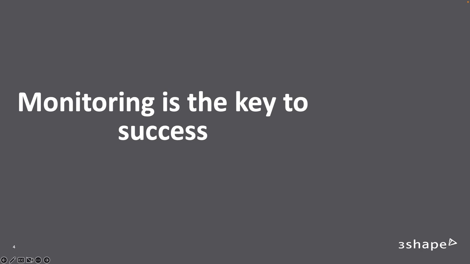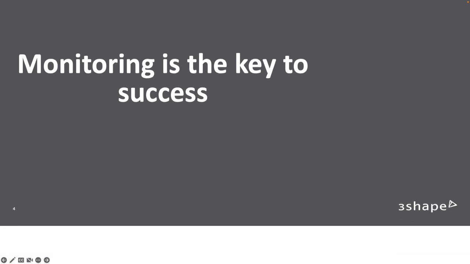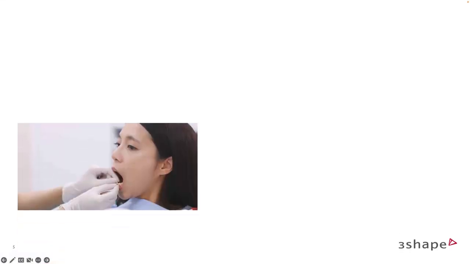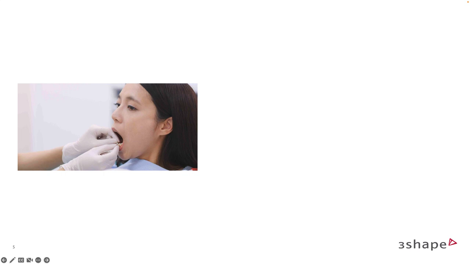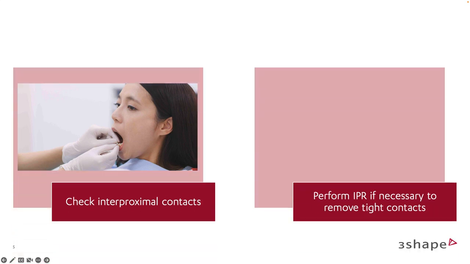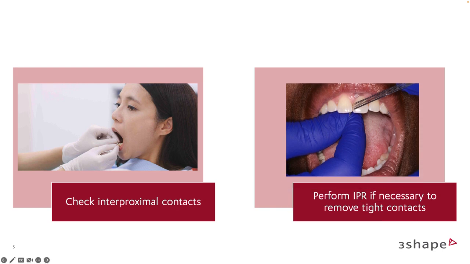So, we recommend monitoring every single patient all the time. Monitoring is the key to success. So, we're going to go through different options for monitoring, such as flossing between the suspected teeth, areas where we have misalignment, to check for tight contacts. If tight contacts exist, you can do some hand stripping to create 0.1 millimeters of IPR.